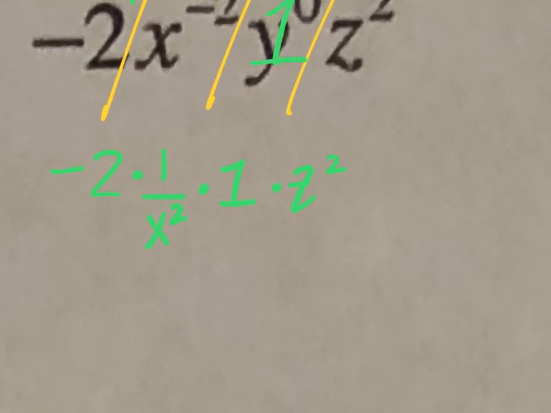Notice all of these 3 terms are going to be left up on the top part of our fraction. The only thing on the bottom is going to be that x squared. If you wonder why this is going to work, it is because technically I can turn anything into a fraction by putting it over 1. So now we multiply straight across. I get negative 2z squared over x squared. That's it, you're done.